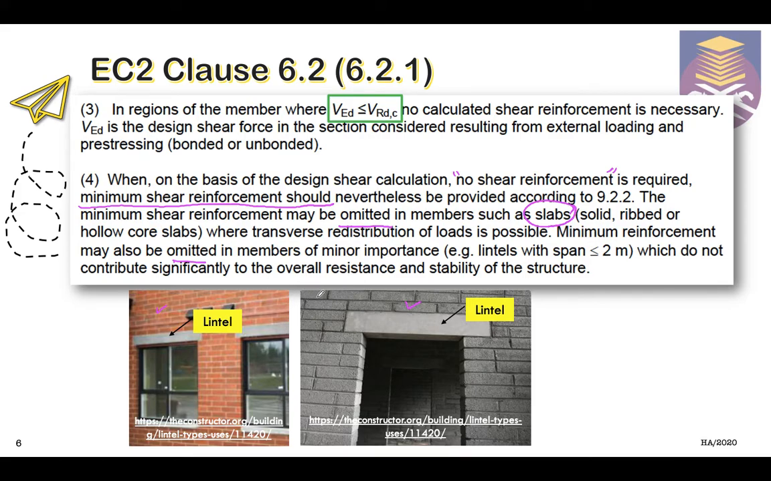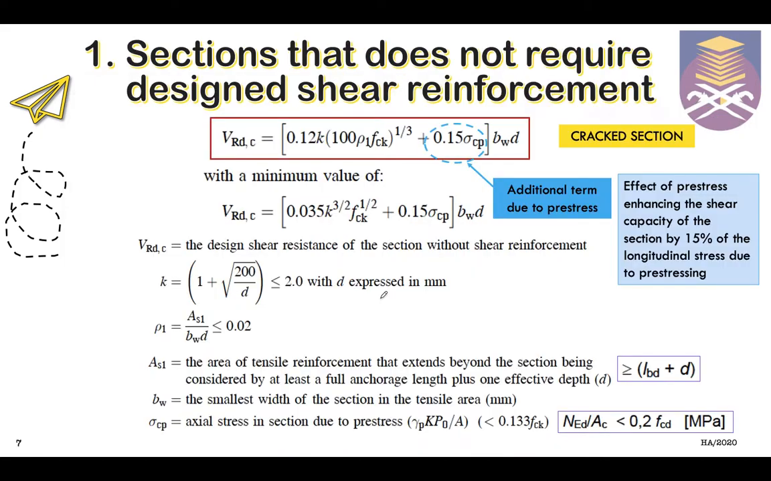Okay, so we have slabs and we also have lintels. But when we talk about beams, which is usually the main element for our section, we are required to provide at least minimum shear reinforcement, right? So later we are going to go through the examples, the flow, whereas we can see the difference between the equations for members that require shear reinforcement and for the minimum shear reinforcement, right? So for sections that do not require design shear reinforcement, these are the equations, right?